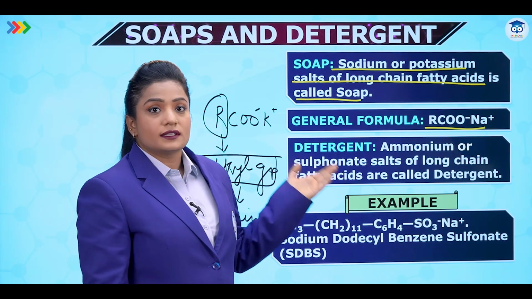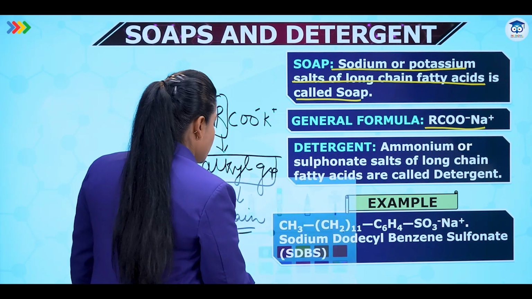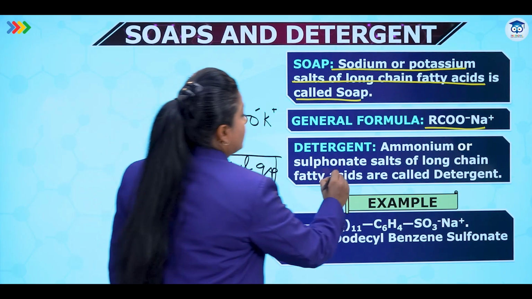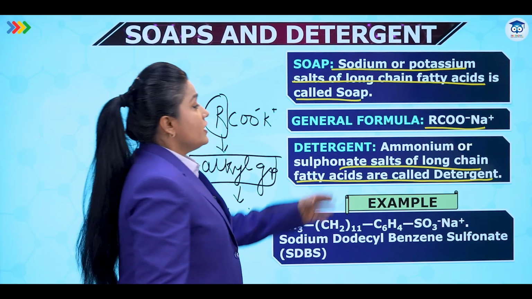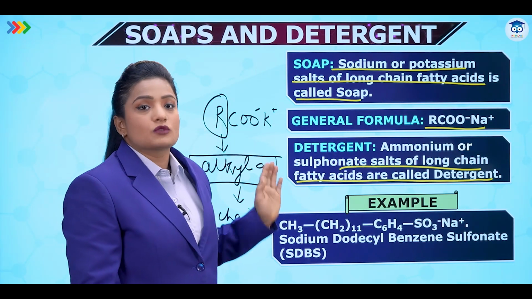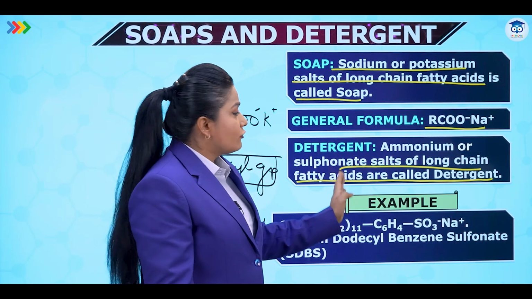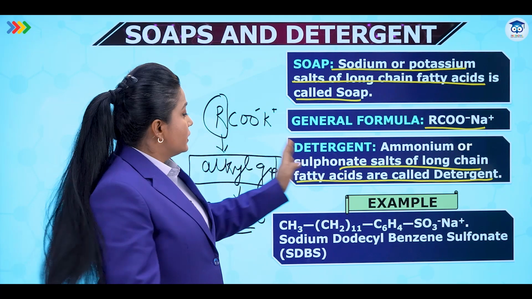Next thing is, what are detergents? Detergents are the ammonium or sulfonate salts of long chain fatty acids. So, when we have sodium or potassium salts, we call them soap. When we have ammonium or sulfonate salts, we call them detergents.